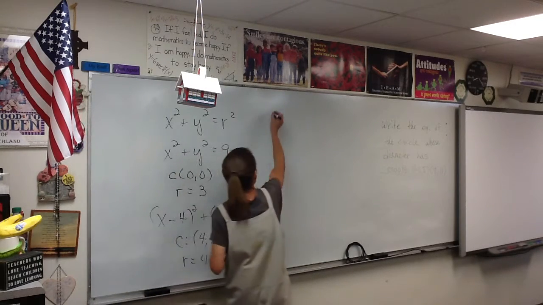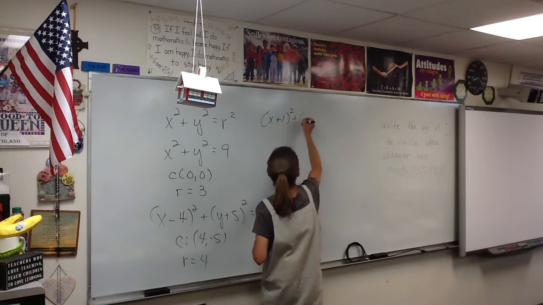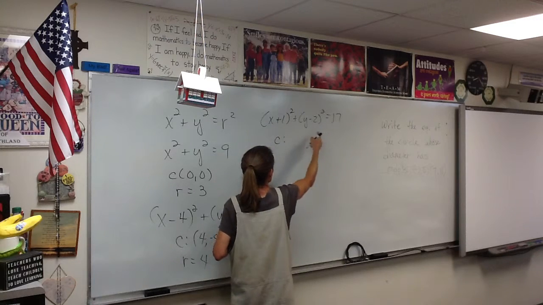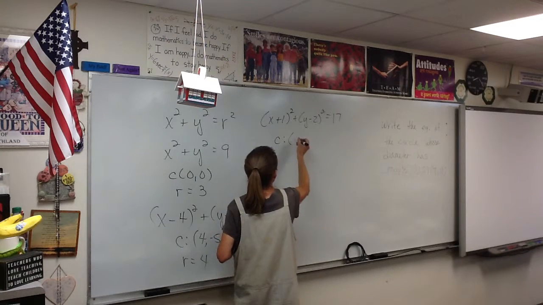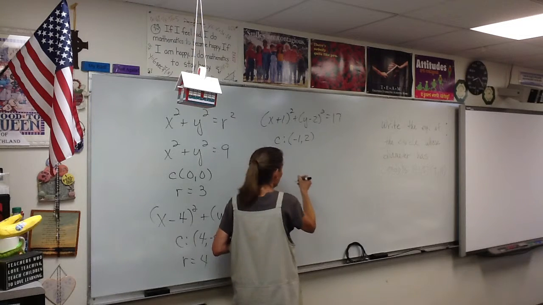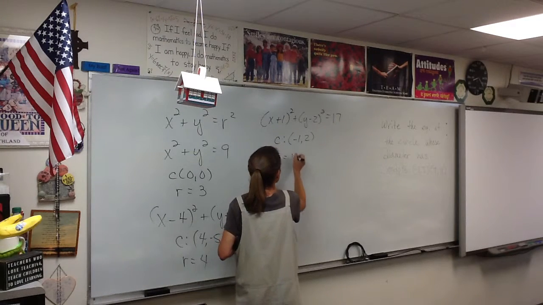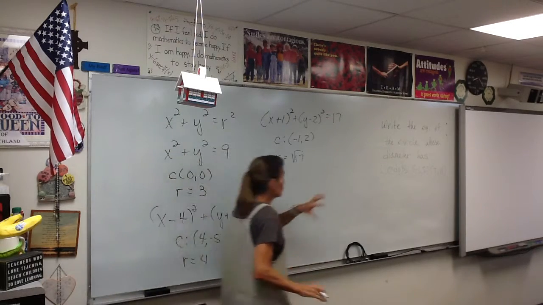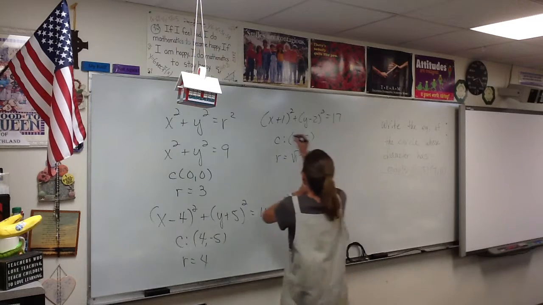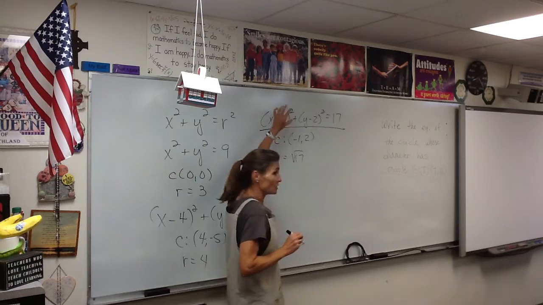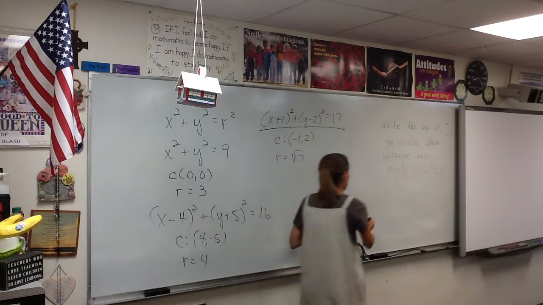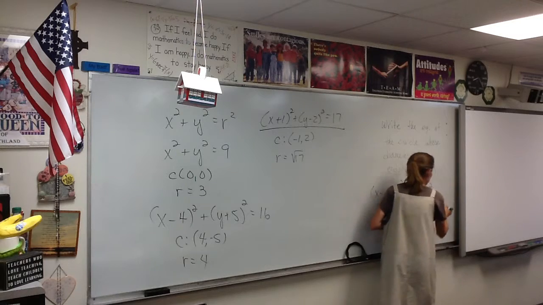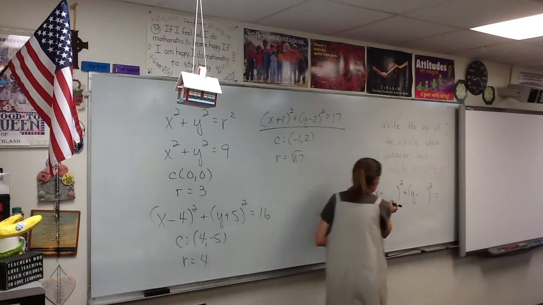All right, somebody put one more up here, make sure everybody's got it. Where's my center? If this is my circle, where's my center? Negative 1, 2. And what's my radius? Square root of 17. Perfect. Now, I want you to get from this information to this. This is what I want you to end up with, something that looks like this. So we're going to have x minus something squared, y minus something squared equals something. You need to fill in these blanks.